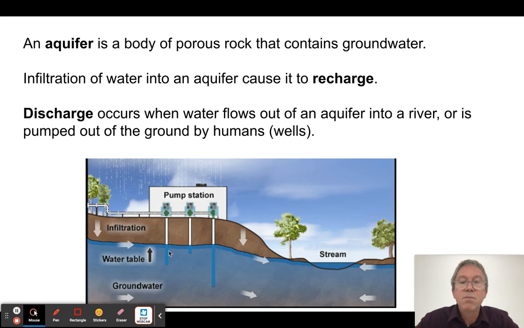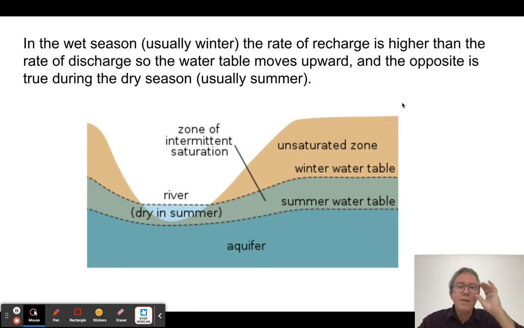And so when humans put wells into aquifers, which we do all the time, we increase the rate at which that aquifer discharges. And unfortunately, we also have a tendency to decrease the rate at which infiltration recharges aquifers by this process we talked about before, which increases the rate of runoff. Now let's look at this diagram.